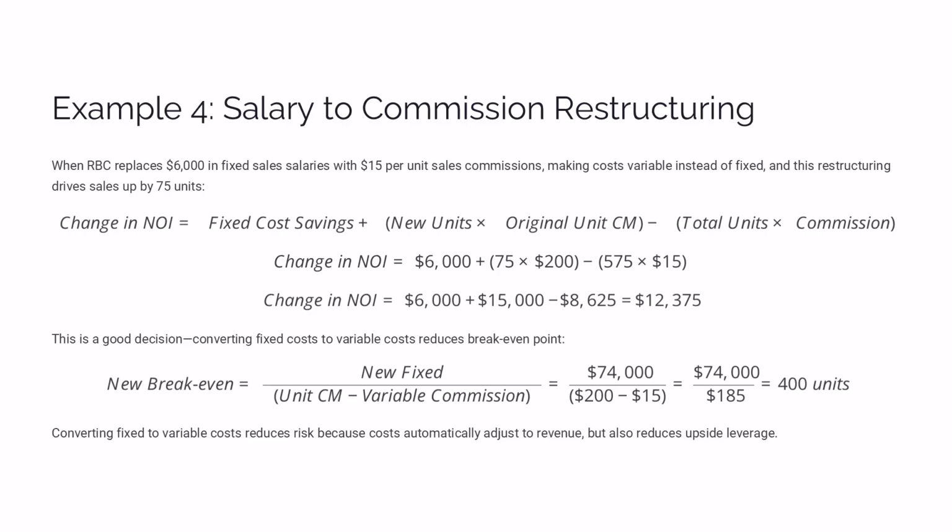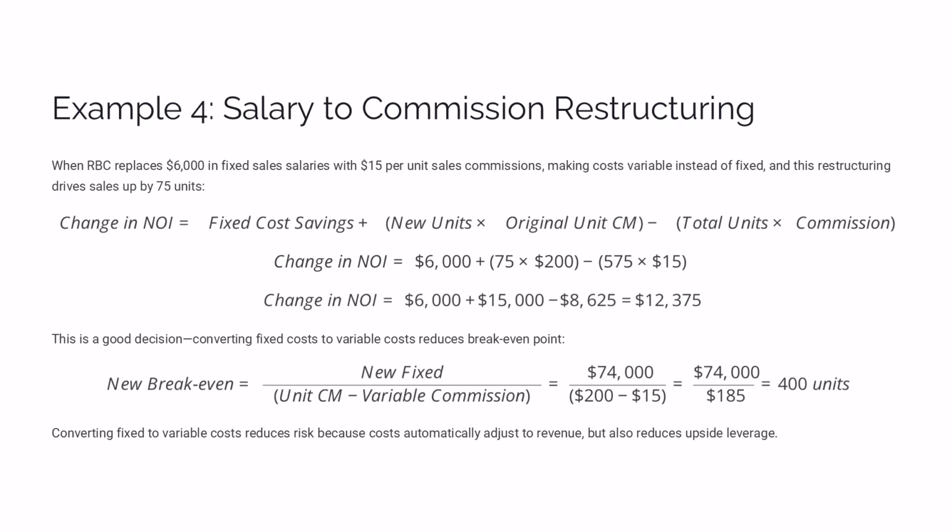The breakthrough insight that will absolutely be on your exam is that converting fixed to variable costs reduces break-even point, because new break-even equals new fixed divided by unit CM minus variable commission. So RBC's break-even drops from $80,000 divided by $200 equals 400 units to $74,000 divided by 185 equals 400 units, reducing risk because your costs automatically adjust to your revenue, but it also reduces upside leverage because costs increase with volume.